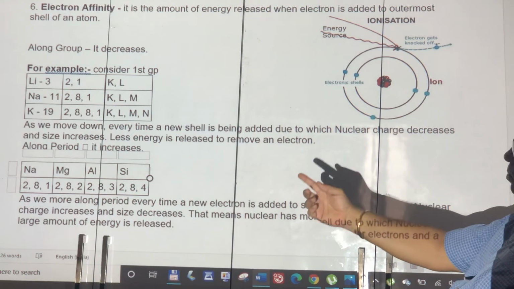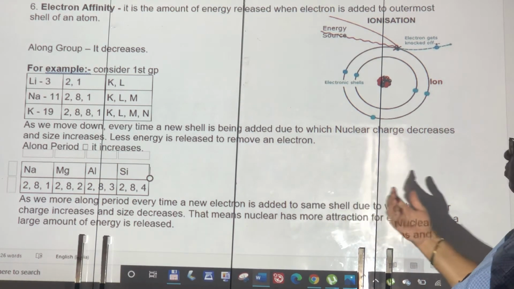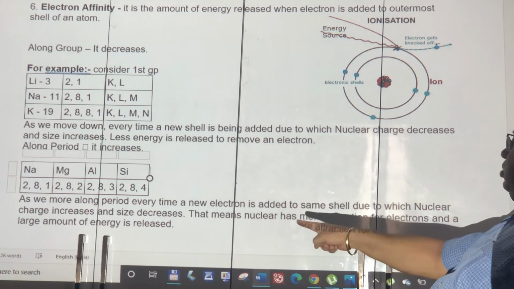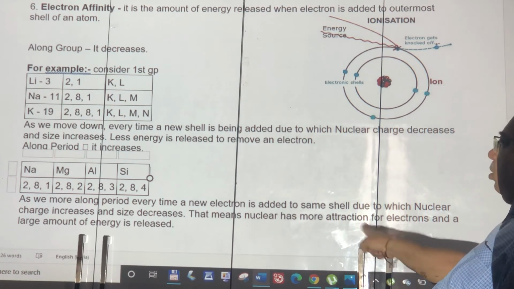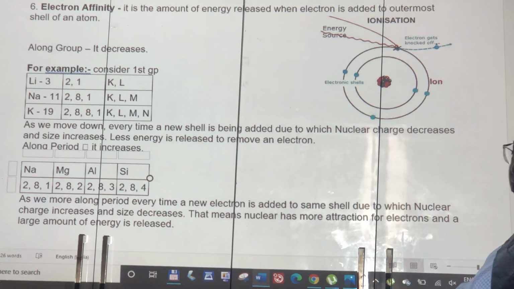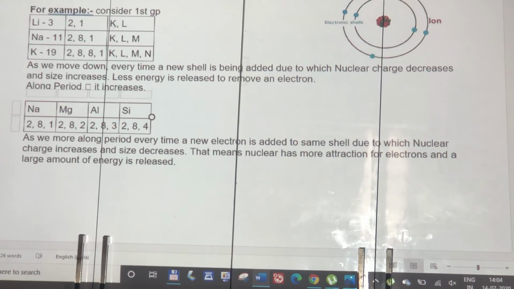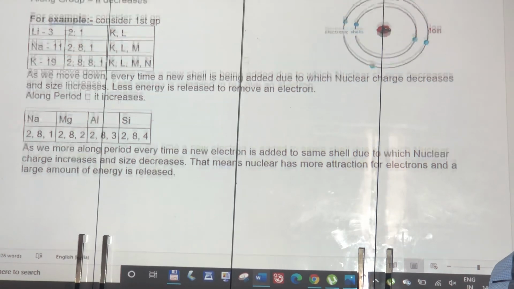So sodium, magnesium, aluminum, silicon, we find that it becomes easier to attract an electron to the outermost shell. Why? Nuclear charge increases, size decreases, the nucleus attracts more, therefore a large amount of energy is released. It becomes more and more stable. Okay? So these are the main items which you should study for the periodic classification of elements. The book has lots and lots, but this is all that is most important.